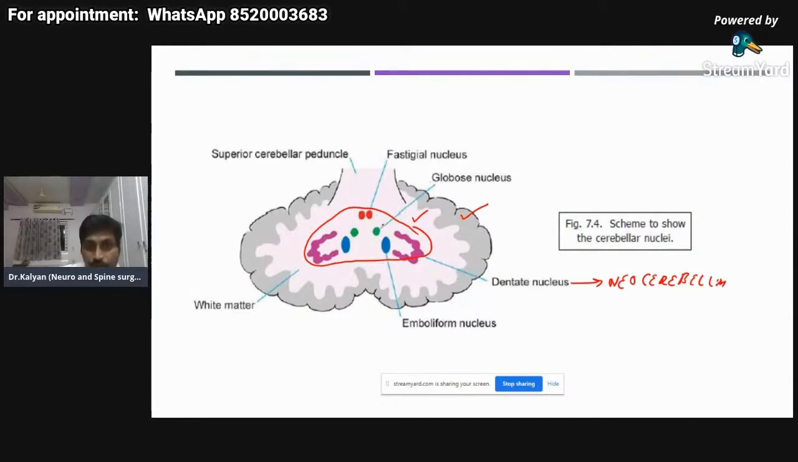This is the globose and the emboliform nucleus. Are you able to see them? These nuclei are of intermediate size. Both are connected to the paleocerebellum and are concerned with tone and posture. And the final one, the smallest nucleus, is the fastigial nucleus. This nucleus is connected to the vestibulocerebellum, so it is concerned with balance. And one more thing to remember: the dentate nucleus is connected to the red nucleus.